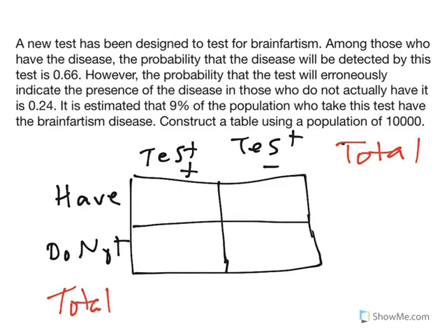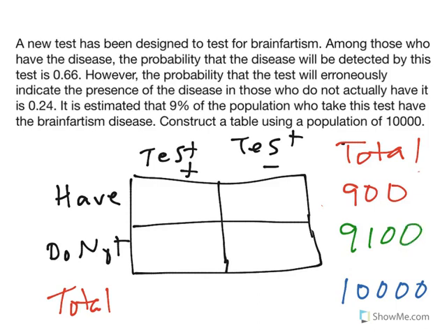So we are told to use 10,000 at the beginning. And we know that if 10,000 people took this test, 9% of them will have brain fartism. So we're looking for a red total here. So 9% of the 10,000 will have it. So when I do that math, 9% times 10,000, I get 900. And that means 9,100 will not have brain fartism.